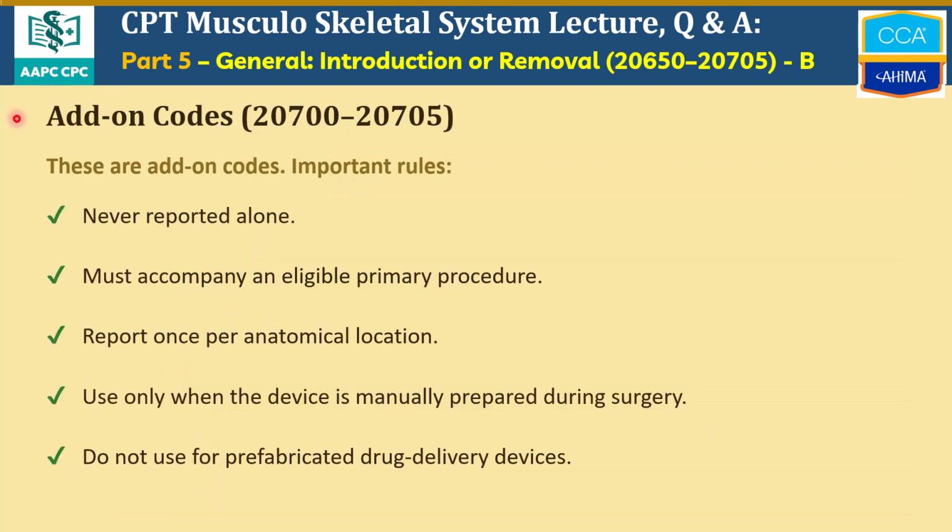So regarding these add-on codes, very important rules are there. These add-on codes are never reported alone, and must accompany an eligible primary code. Report once per anatomical location. Use only when the device is manually prepared during surgery. That's also very important. And do not use for prefabricated drug delivery devices. You will understand when you do the questions.